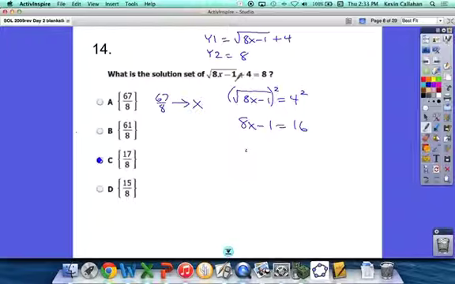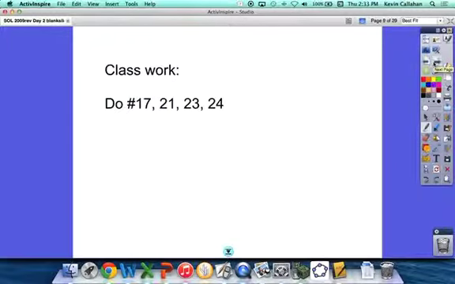Now, you'd probably want to practice it, especially for rational equations. It's a little different because all the vertical asymptotes can throw it off a little bit, but it will still work. It will always work. Okay, so try to do 17, 21, 23, 24. And they're all solved equations.